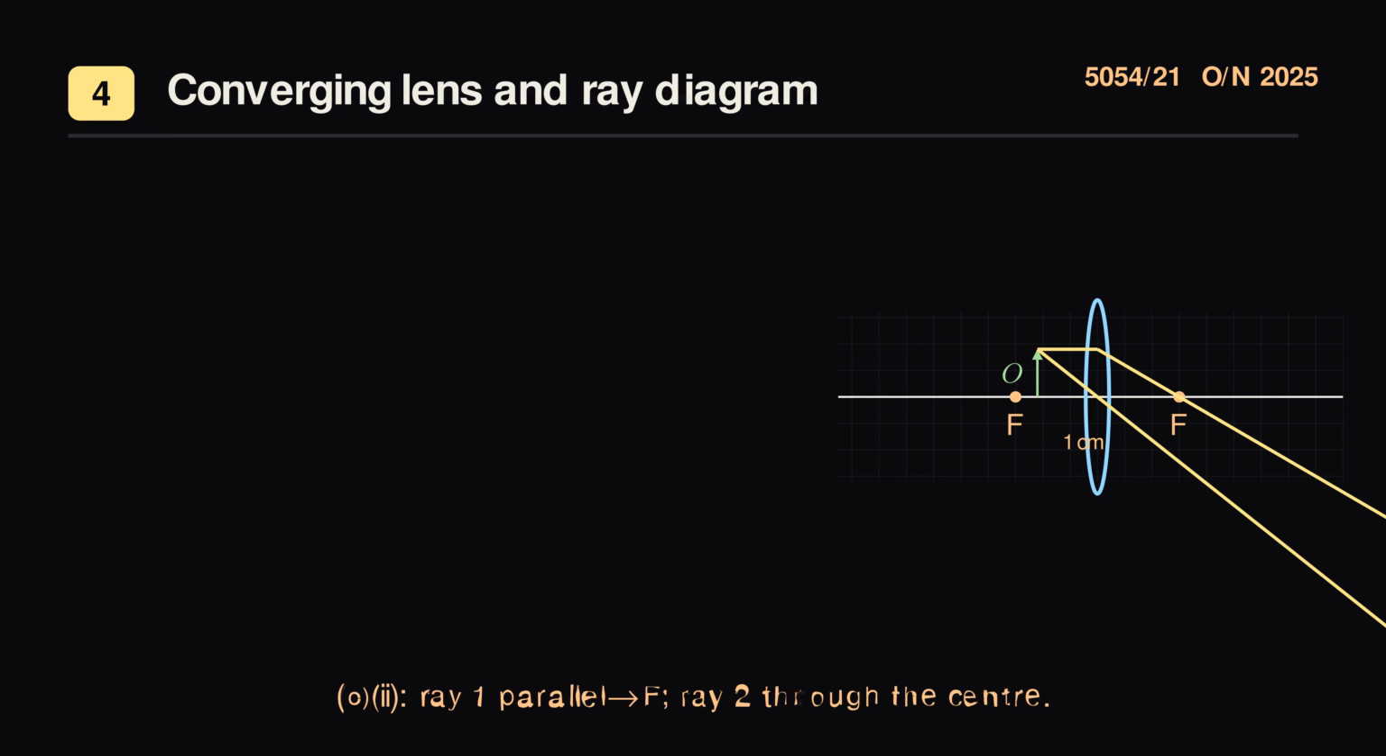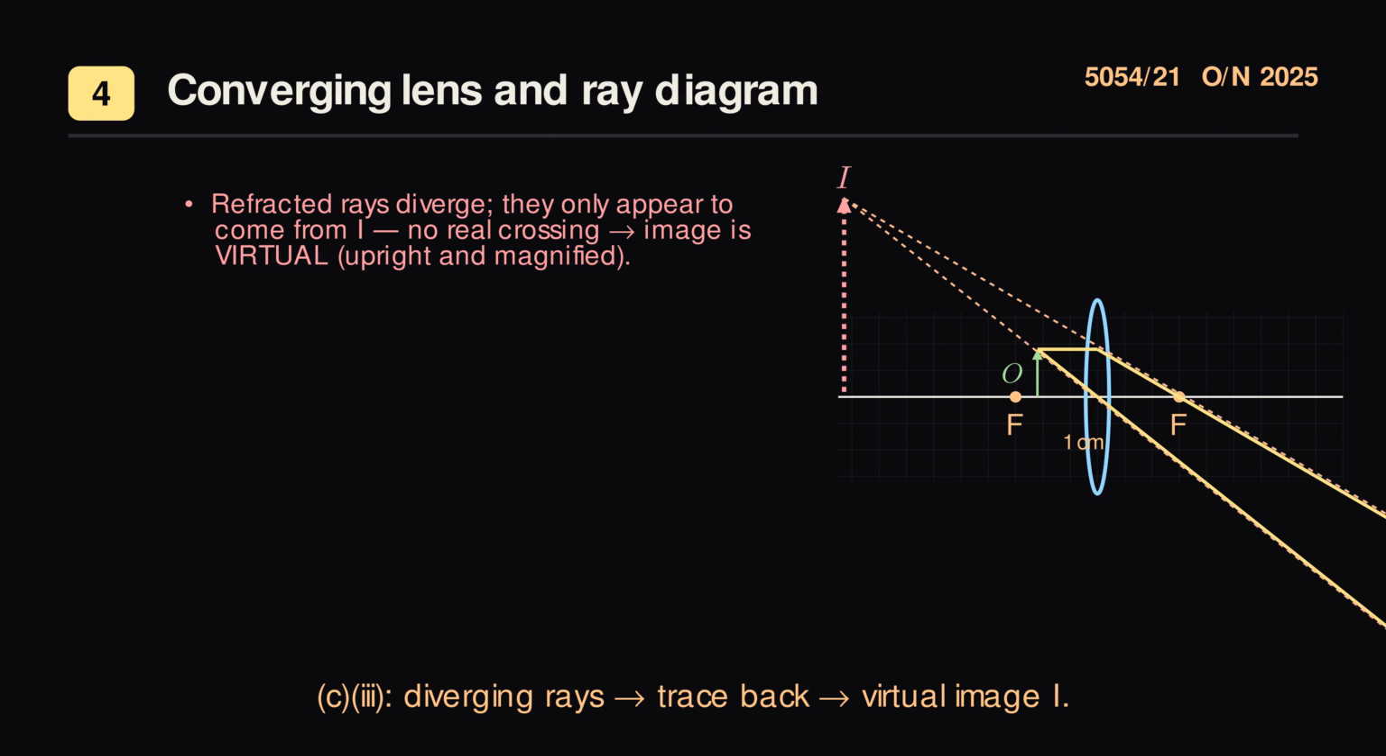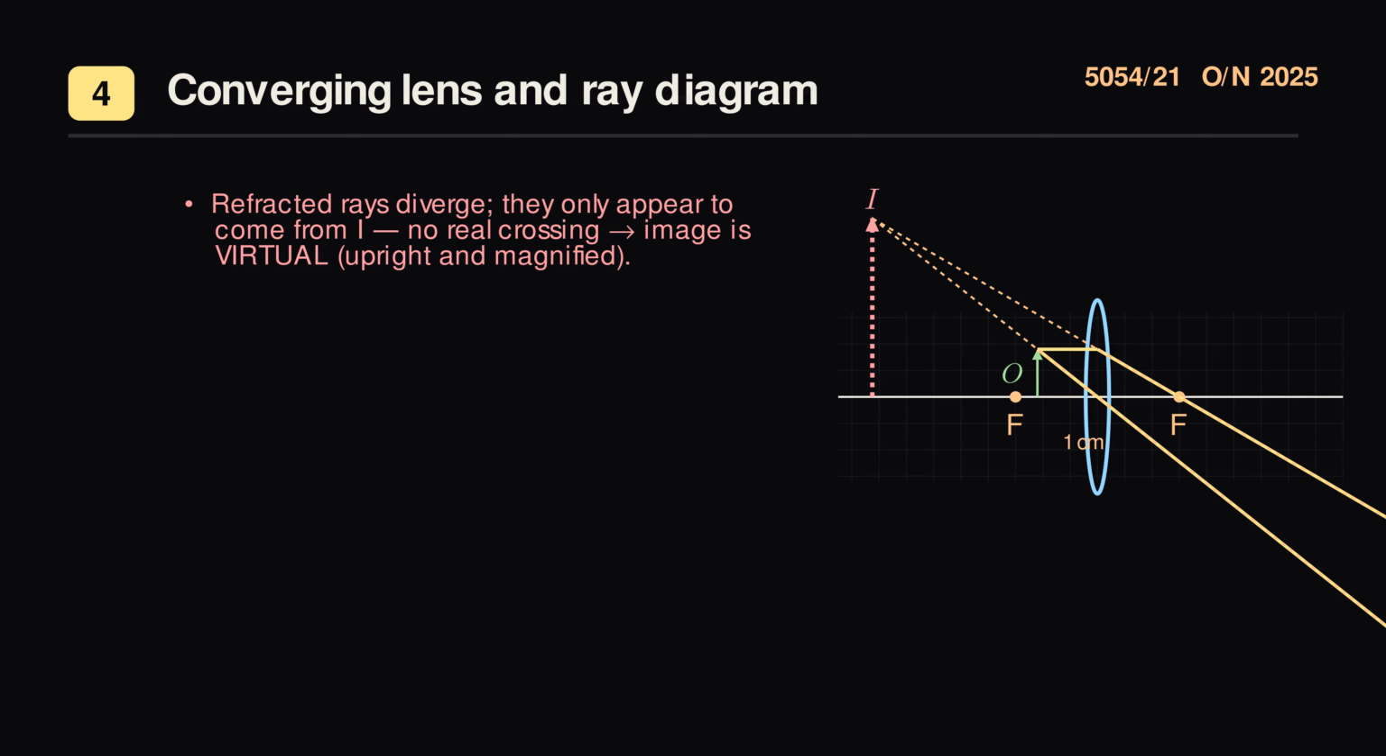Part C, Part 3. The refracted rays diverge, so trace them back to locate I. There is no real crossing of light, the image is virtual, upright and magnified.